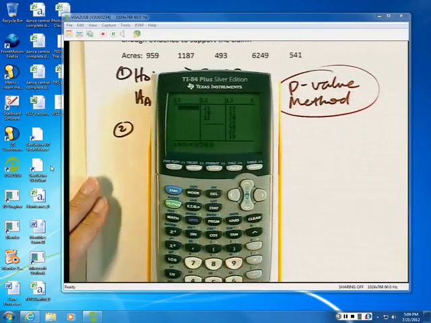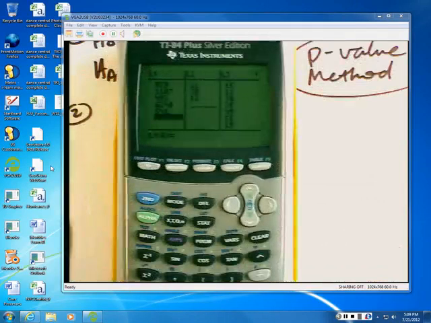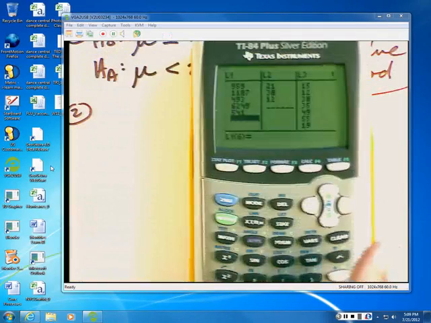959. 1187, 493, 6249, and 541. So I just entered those into L1. I can zoom in now so you can see what I'm doing. Now that I've entered those, move that over a little bit so you can see.